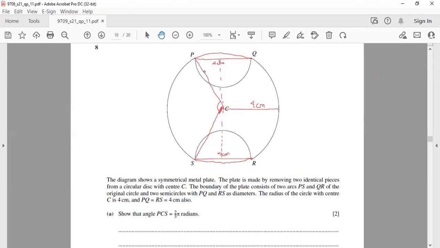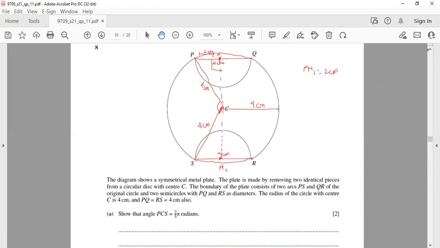We can do this by dropping a perpendicular here. We know that PC should be equal to 4 centimeters as well, because it is a radius. It starts from the center of the circle and ends on the circumference of the circle. So PC and CS should be 4 centimeters as well. Let's call this point M1, midpoint of PQ, and M2, midpoint of SR. So therefore, PM1 is equal to 2 centimeters because it is halfway between PQ.